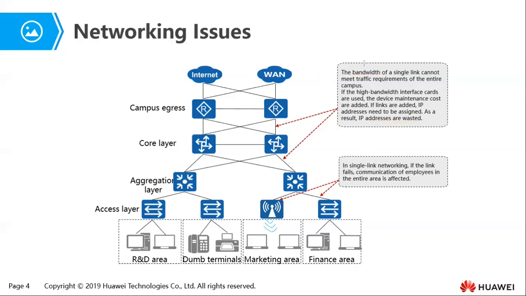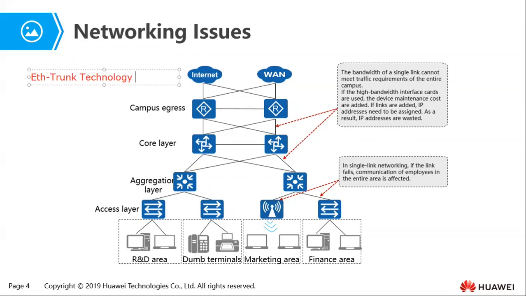What is the solution to single links? The solution to these single links is what we call link aggregation, where we bundle several physical interfaces into a single logical interface. This technology of bundling multiple physical interfaces so that they work as a single logical interface is known as Eth-Trunk technology. So that's the official name.